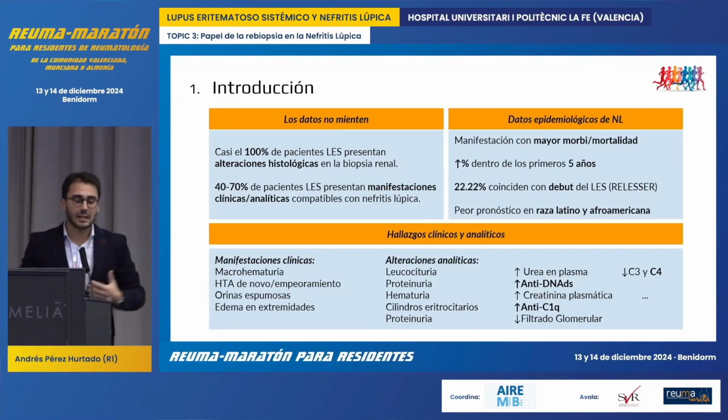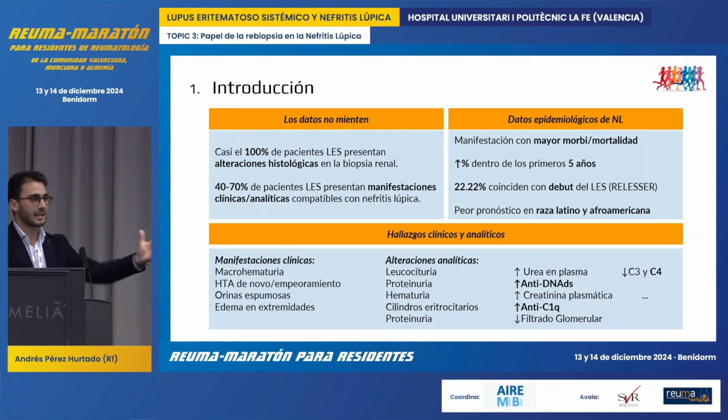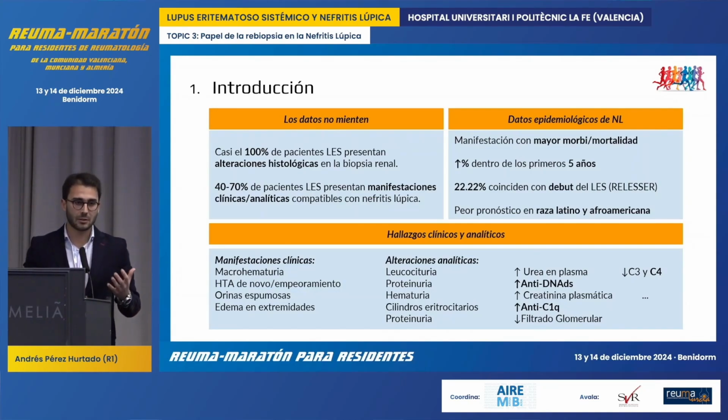As the presentation slide says, the numbers don't lie. Lupus nephritis affects, or there are histological alterations in, almost 100% of patients with systemic lupus erythematosus. Although of that 100%, and thank God, only approximately 50% of patients diagnosed with lupus and lupus nephritis will go on to develop symptoms, whether analytical and/or clinical alterations.